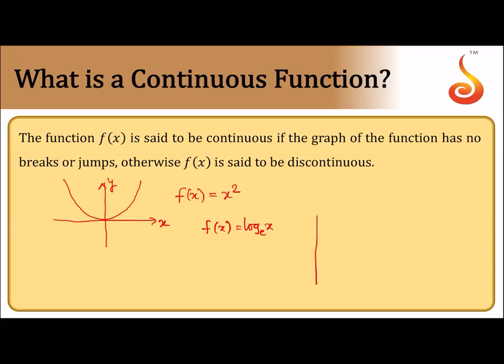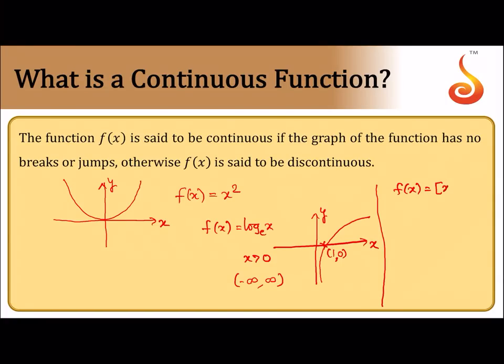Similarly, I'll take another graph, f of x is equal to log x. Why am I drawing this graph? It is useful in later chapters. This is the graph. This point is (1, 0). This is the x-axis and this is the y-axis. Completely continuous. So what is the domain? x is greater than 0. The range is from minus infinity to plus infinity. So domain and range are very important. That's why I keep on mentioning those two.